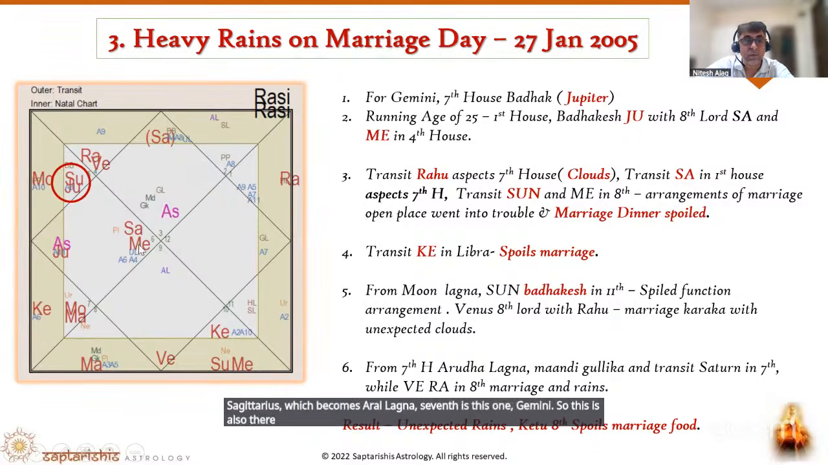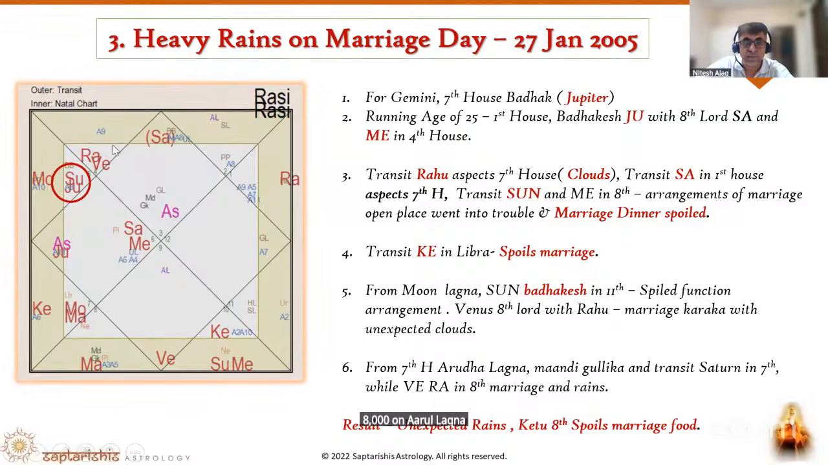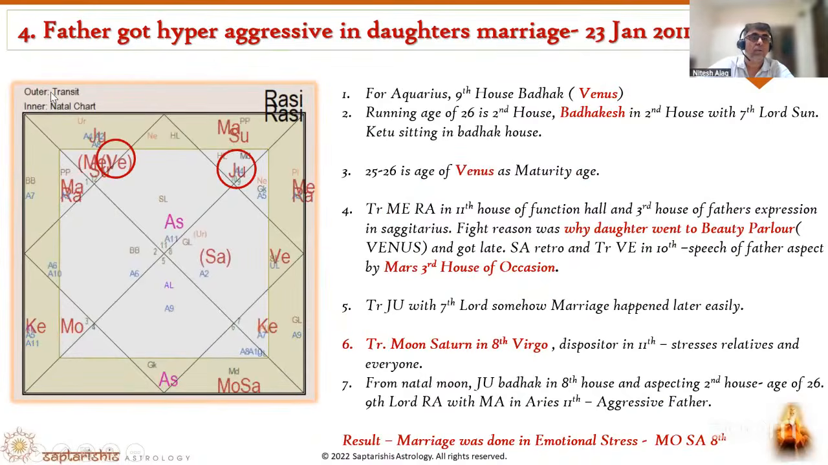Why Venus and Rahu is in the 8th house from Arud Lagna. You can see over here in the marriage, and again it's rains. I hope this one is also clear. This is a chart. Again, unknown person.